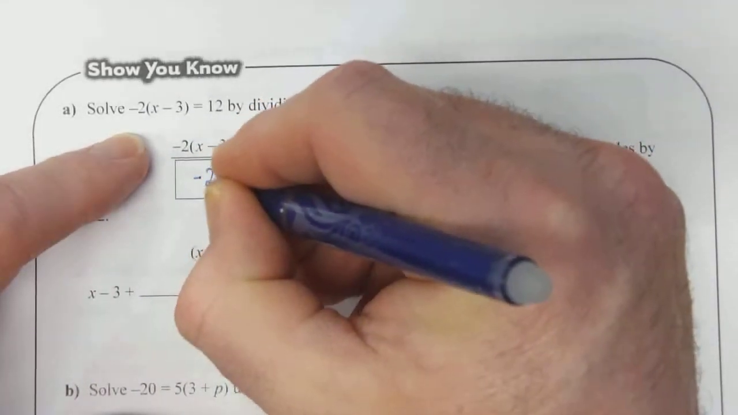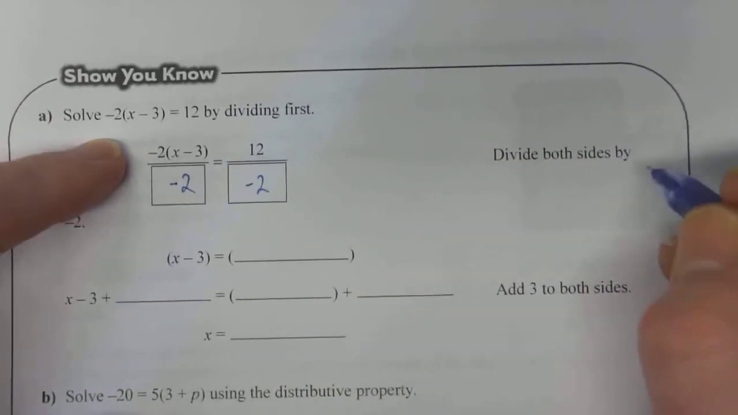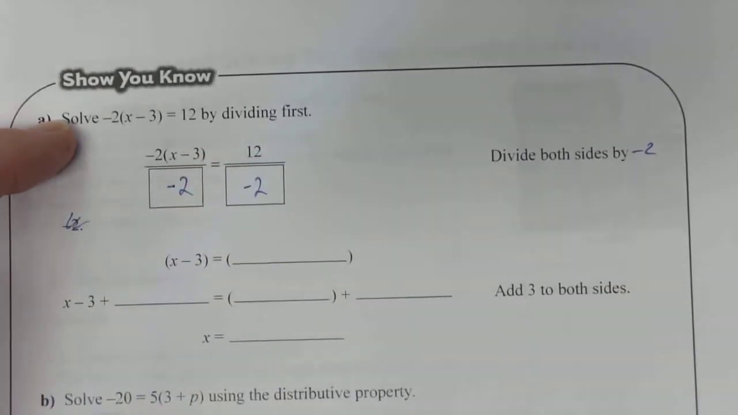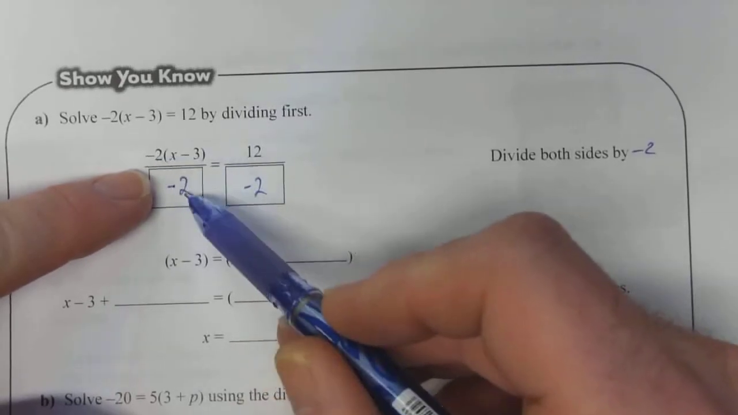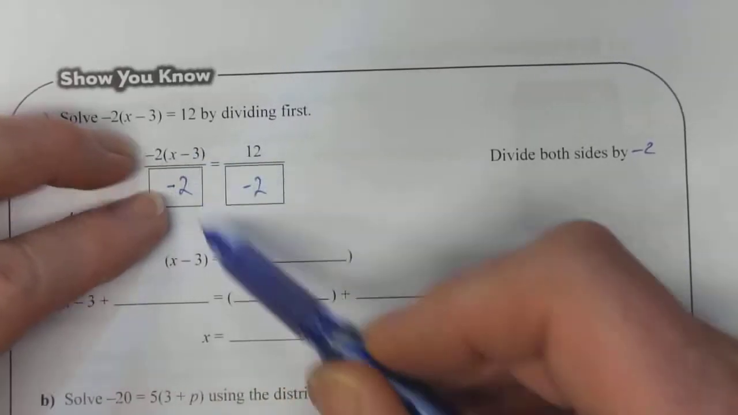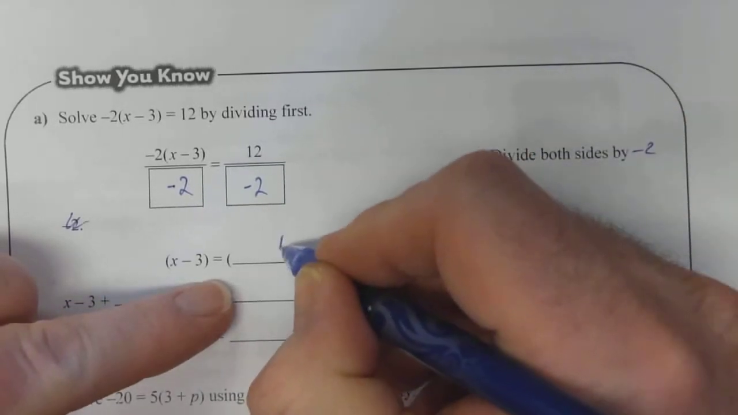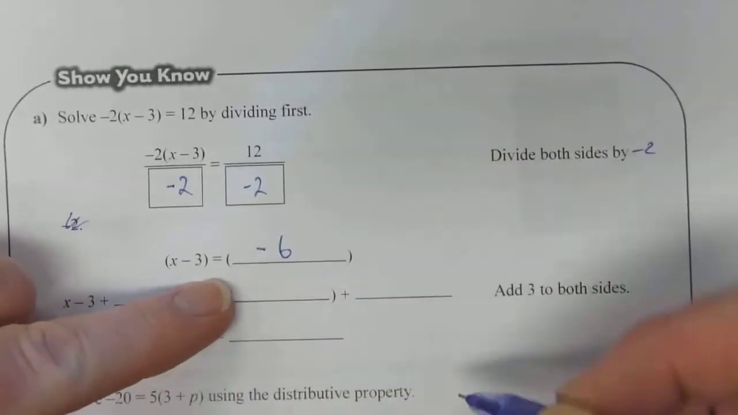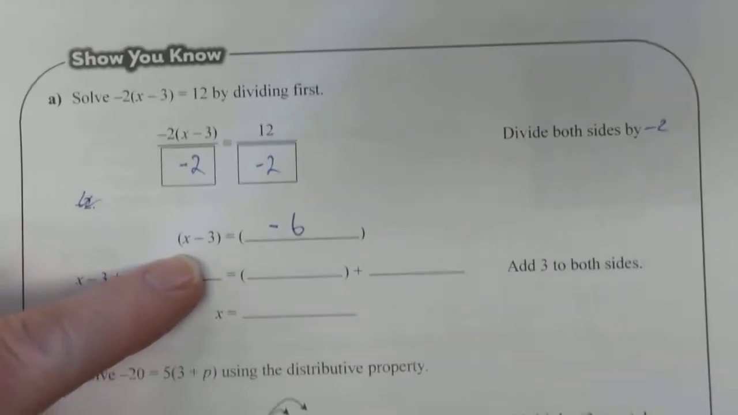So we're going to divide the left side and the right side by negative 2. So we'll divide both sides by negative 2. That got bumped over. And then when you do that, negative 2 divided by negative 2 is 1. So that leaves you with x minus 3 on the left. 12 divided by 2 is 6. Positive divided by a negative is a negative. So now we have x minus 3 equals negative 6.